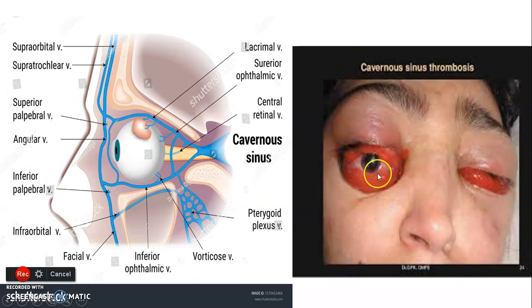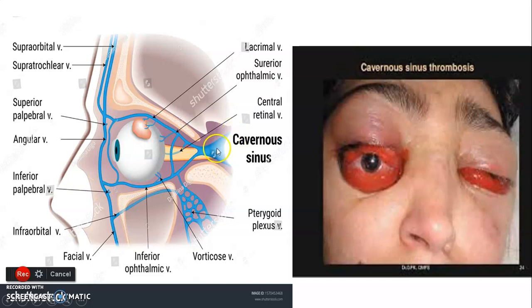This is what you call exophthalmos. The eyeball is bulging out of the orbit, and you can see chemosis, the red coloration of the conjunctiva, because of cavernous sinus thrombosis. So this is what we mean. Your facial veins and ophthalmic veins drain like this. So, okay, you drain blood into the cavernous sinus.